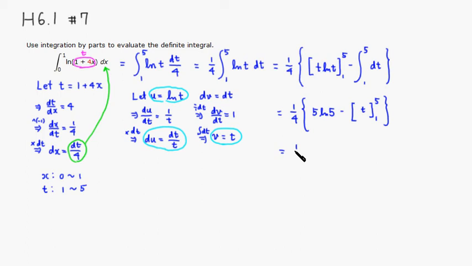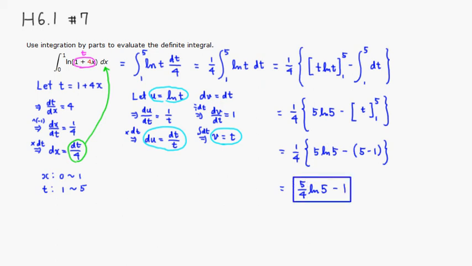So this is going to be 1/4 times 5 natural log of 5 minus, we plug in 5, and minus plugging in 1. So this is going to be equal to 1/4. I'm going to go ahead and distribute the 1/4. So you have 5/4 natural log of 5, minus 4 divided by 4, so it's a minus 1. So this is the value of the definite integral.